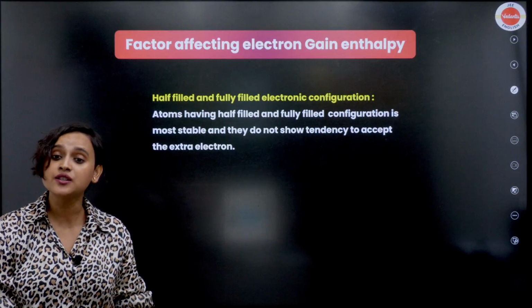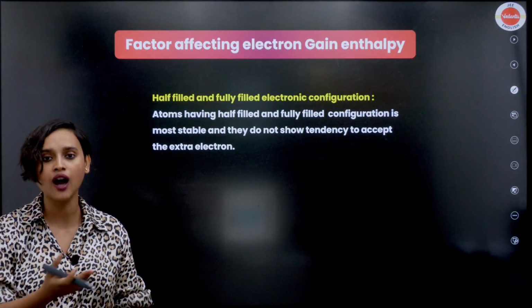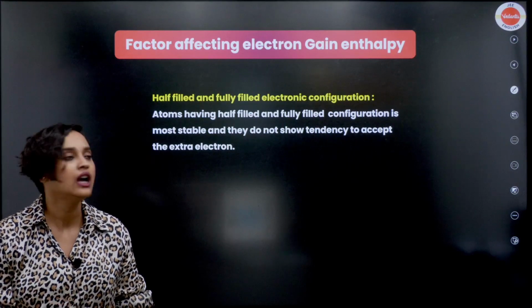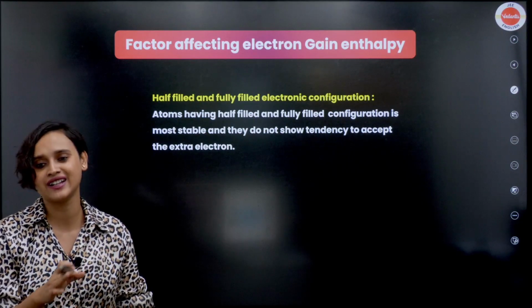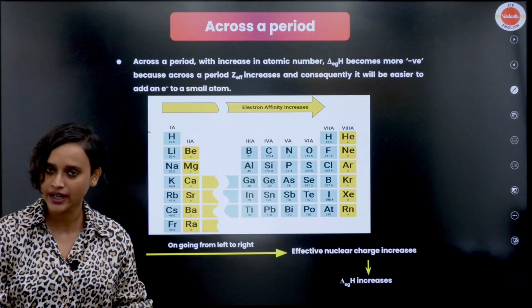Alright. Then I spoke to you about half filled and fully filled electronic configuration. Once again, the half filled and the fully filled electronic configurations are very stable and they do not have the tendency to accept an extra electron. They just don't want it.